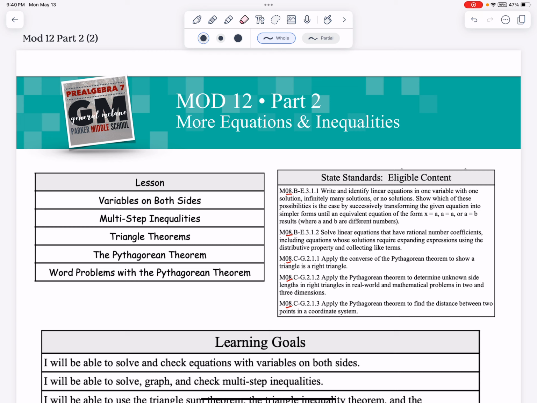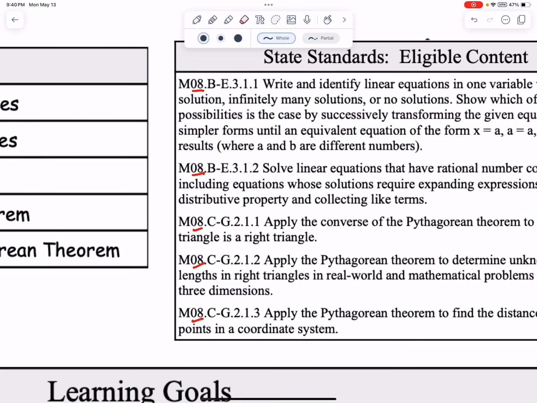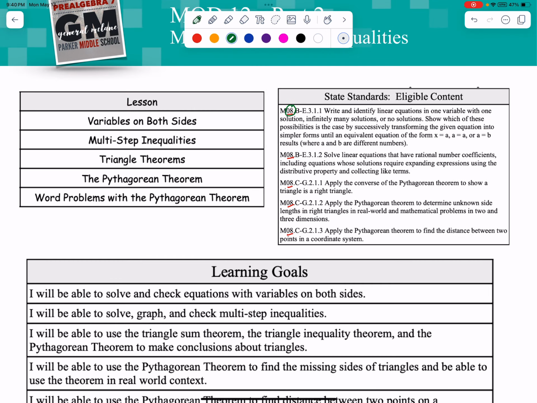More equations and inequalities. They're supposed to be a lot harder. They really aren't. We've done a lot of these already. But the big reason for the Part 2 is these are all 8th grade standards. You can see that's what the 8 is in all these standards. So let's go ahead and jump right in.